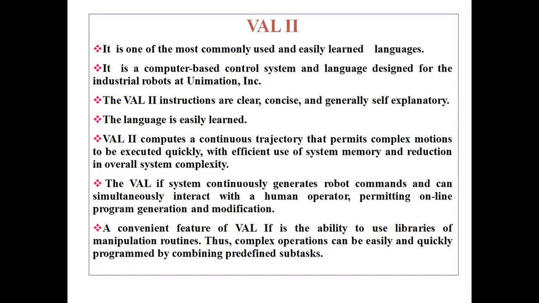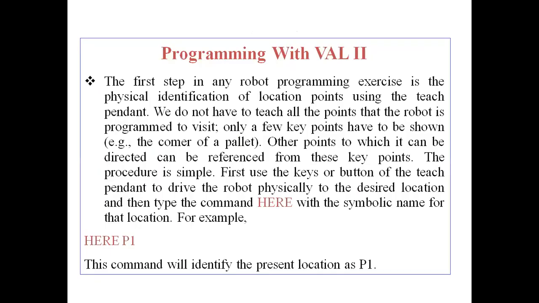So it will permit complex motions which can be executed quickly with efficient use of system memory and deductions. So if the system continuously generates robot commands, it can simultaneously interact with the human operators, which permits program generation and modifications. So what is the convenient feature over here? It has the ability to use libraries of manipulation techniques, so that complex operations can be easily and quickly programmed by combining predefined substeps.